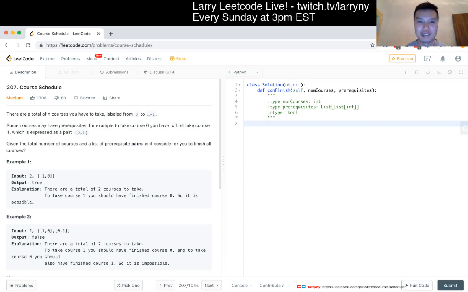Course schedule, 207. There are a total of n courses you have to take, labeled from 0 to n minus 1. Some courses may have prerequisites. For example, to take course 0, you have to first take course 1, which is expressed as a pair, 0, 1. Given the total number of courses and a list of prerequisite pairs, is it possible for you to finish all courses?